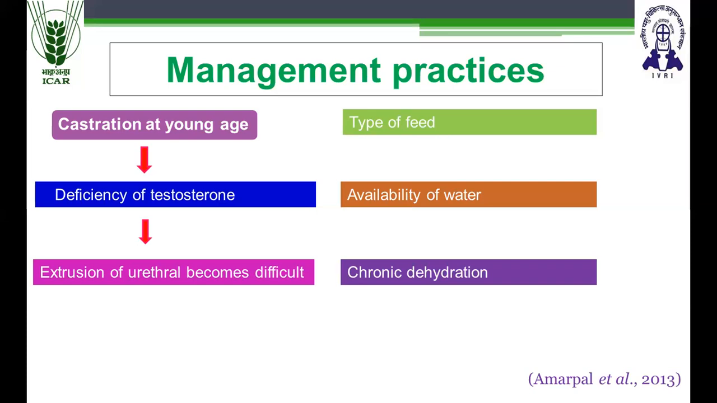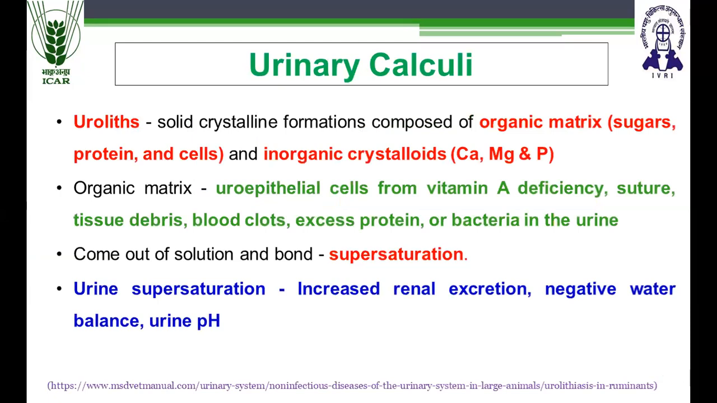The type of feed, I already mentioned: if concentrate diet, wheat bran, cereals, or any oil grains are fed, it is predisposing. And availability of water is the main issue, which can lead to chronic dehydration. This I already mentioned. And moving on to the urinary calculi.